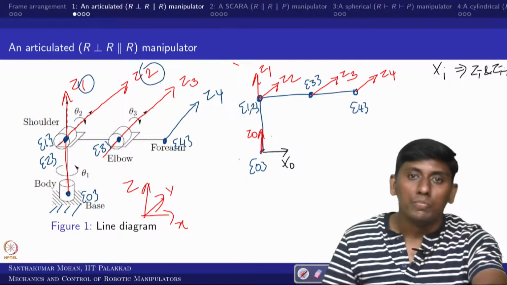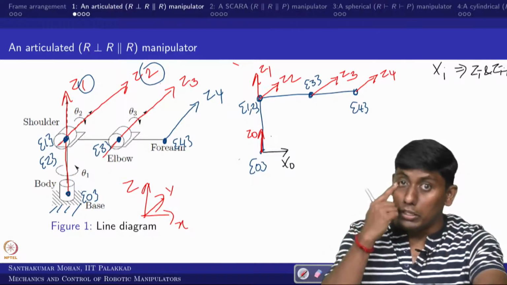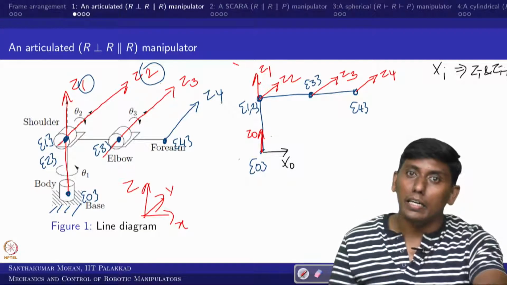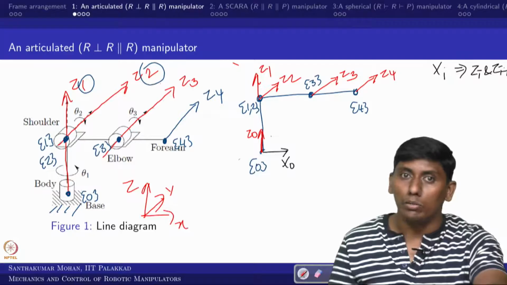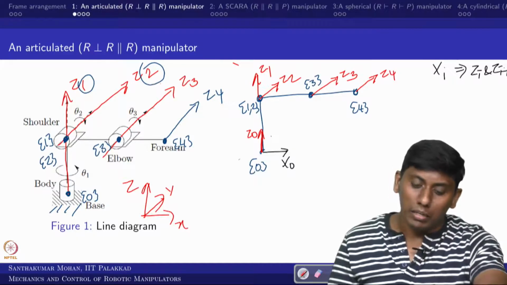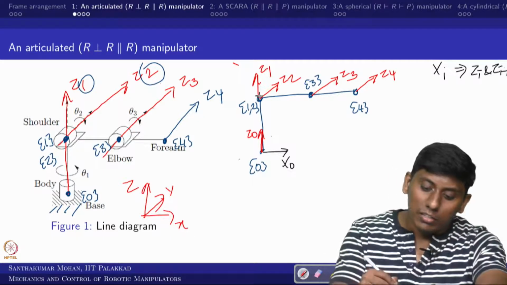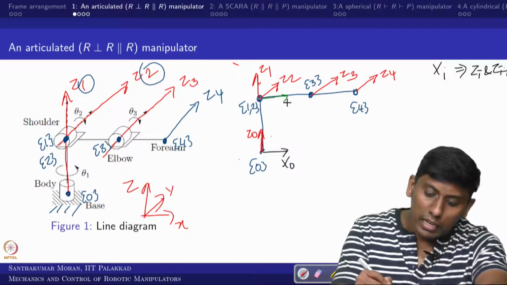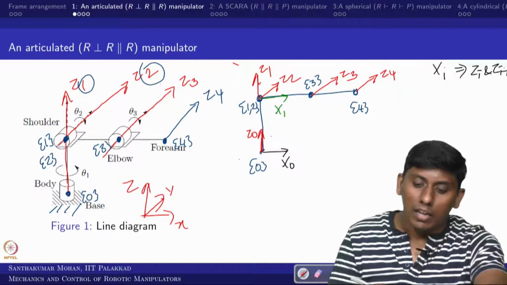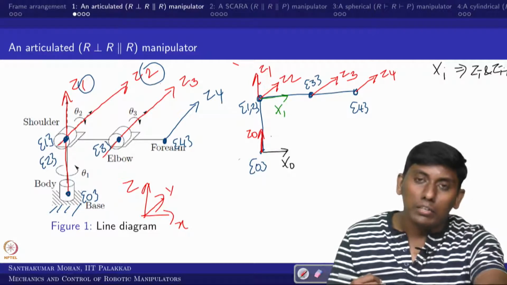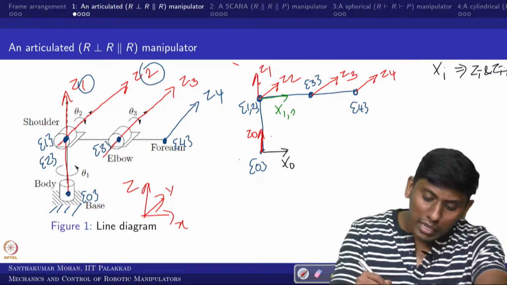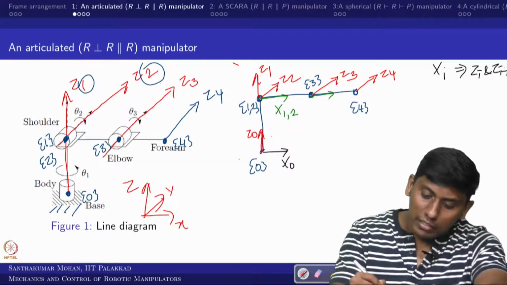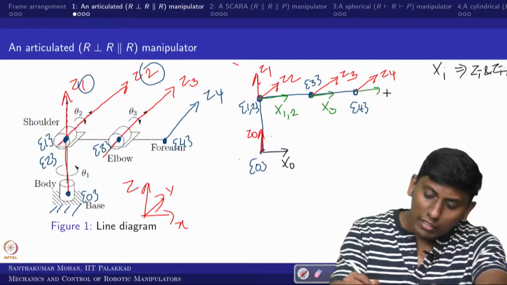So X0. Now coming to X1, what do we need to see? X1 would be perpendicular to the plane containing Z1 and Z2, right. That is the X1 direction or axis. The direction you can feel is the progressing direction, so I can take this. Z2 and Z3 are parallel, so I can take X2 in that way. Similarly I can take X3 and X4.